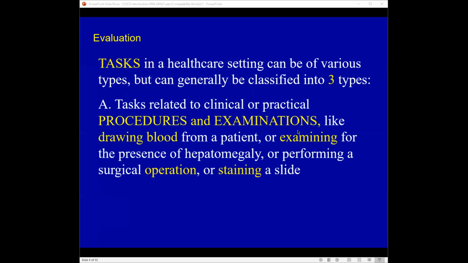Now, tasks also are of different types, but I've taken the liberty to club them into three broad types of tasks which we do in the healthcare profession. Tasks related to clinical or practical procedures and examinations, like the examples I've written in this slide: to, let's say, draw blood or examine for the presence of an enlarged liver, or even measuring a blood pressure, or performing a surgical procedure, staining a slide. These are all abilities in the tasks related to practical or clinical procedures.